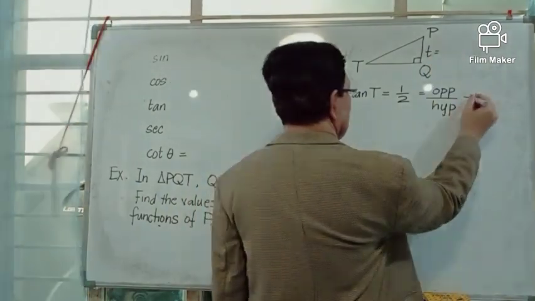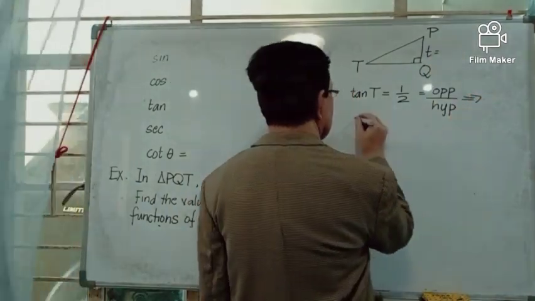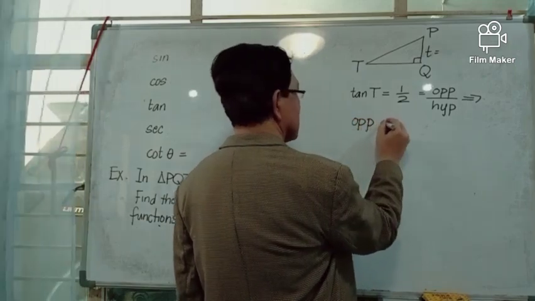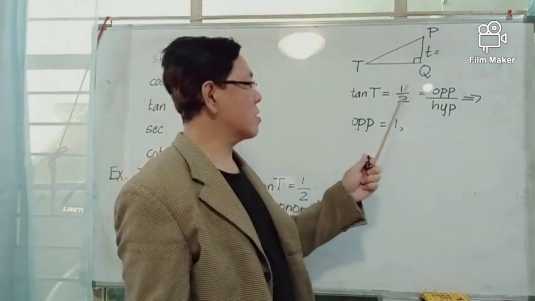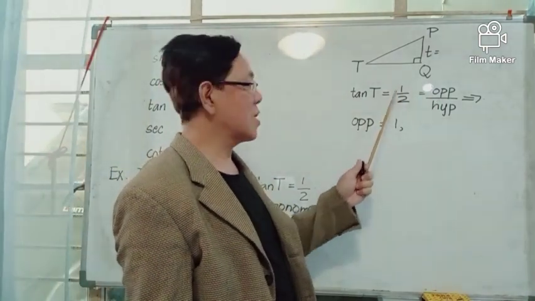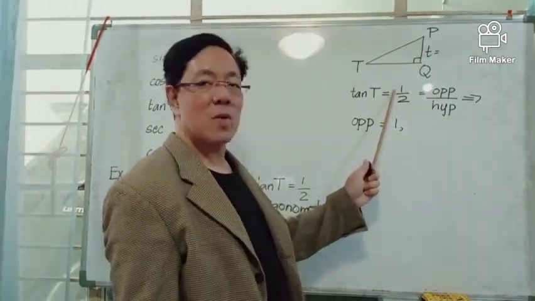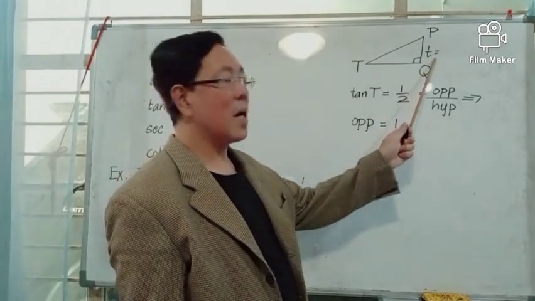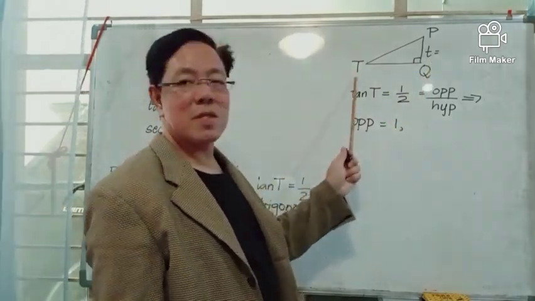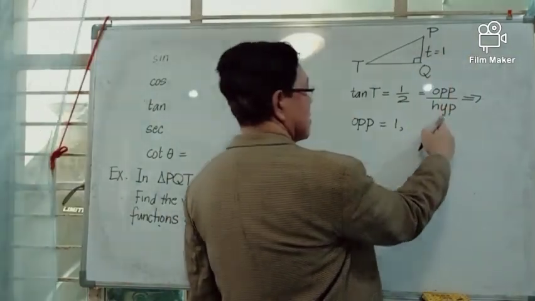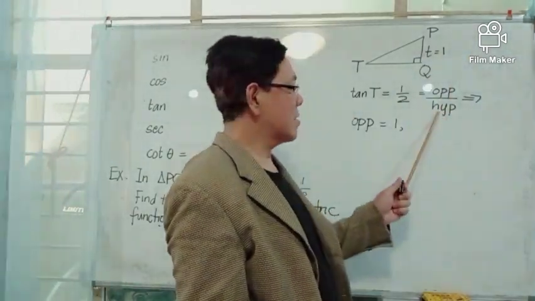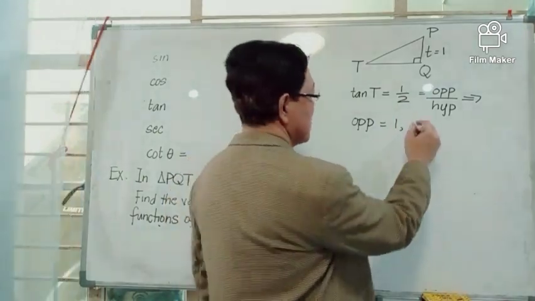And this implies the opposite side is 1. Numerator is opposite side. Numerator of this fraction is 1. Opposite side equals 1. So the value of this small t, the side opposite the angle T, is 1. And this implies that the adjacent side is 2.